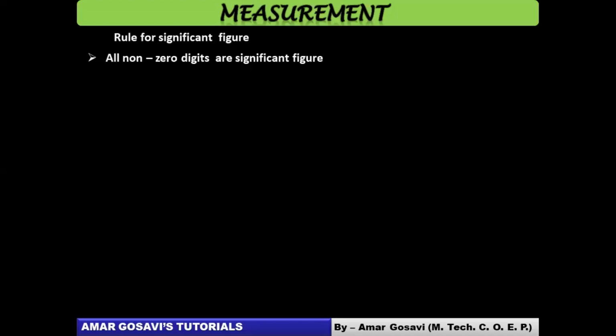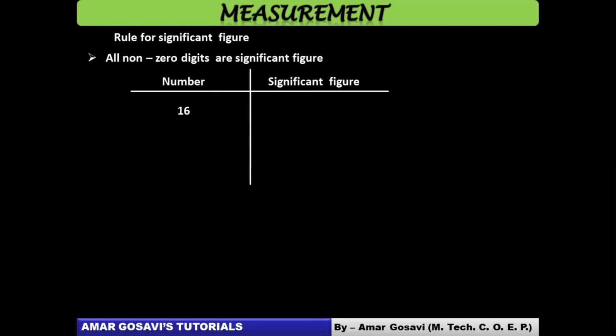The first rule: all non-zero digits are significant figures. Now let's understand this statement with the help of an example. The statement is: all non-zero digits are significant figures. Let's see. Here I'm taking a number and we are working out the significant figures. Number is 16. If the number is 16, you have two digits over here and they are non-zero. One digit is 1, other is 6, you can see. So obviously, how many significant figures would it involve? 2. So the answer for significant figures comes out to be 2.